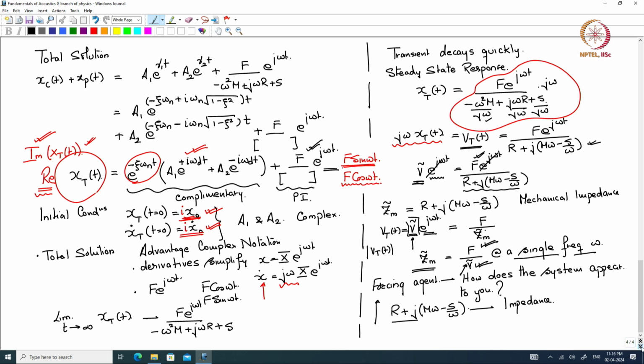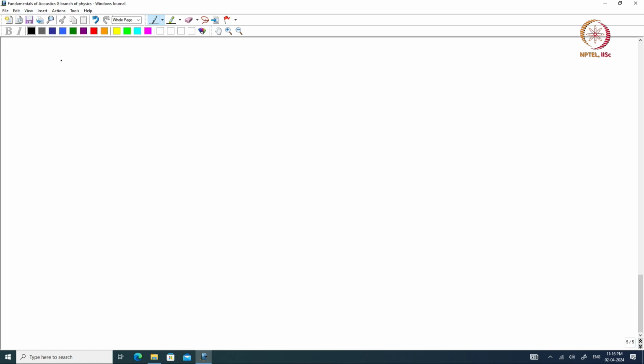Now, let us look at the features in here. My mechanical impedance is given by R plus j m omega minus S over omega. So, there are two parts to this in some sense. This is the real part, and this is the imaginary part. So, we will call it x. So, this looks like R plus j x.